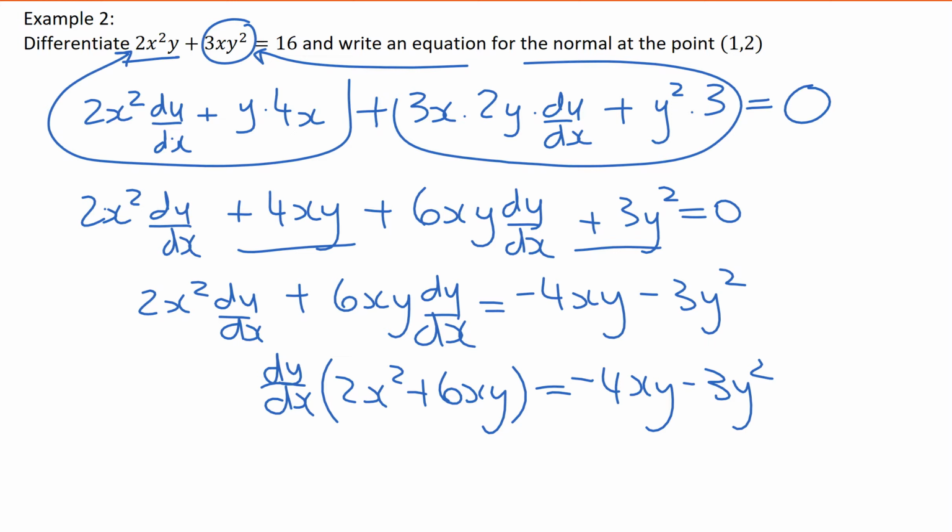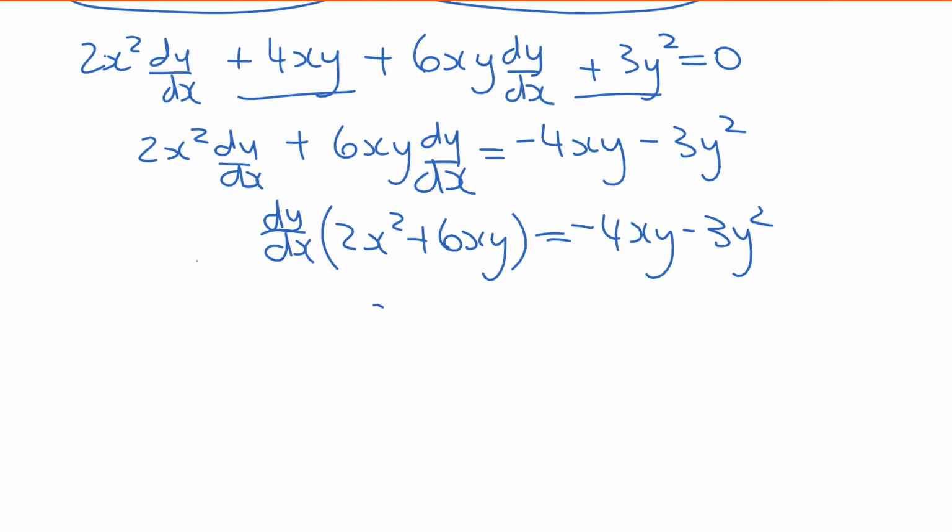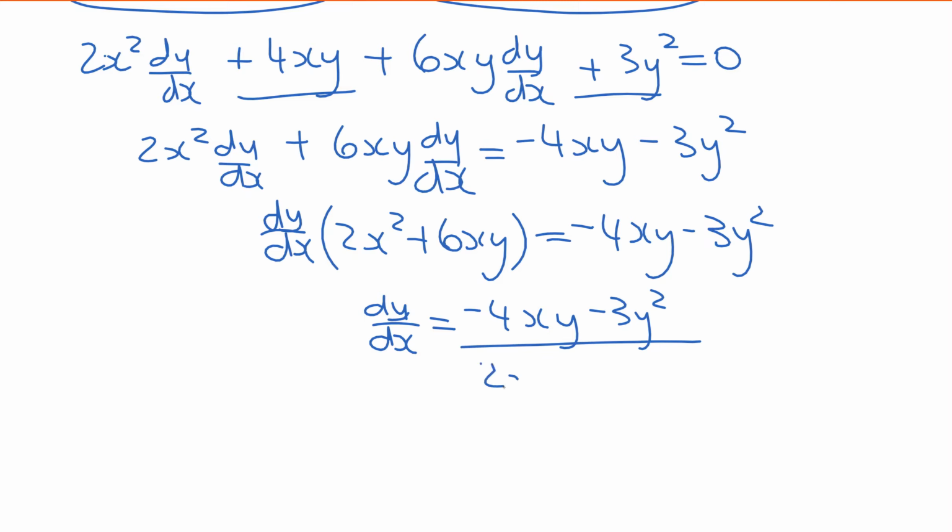Divide by that bracket. So dy by dx equals negative 4xy minus 3y squared all over 2x squared plus 6xy. And that's going to be my gradient.